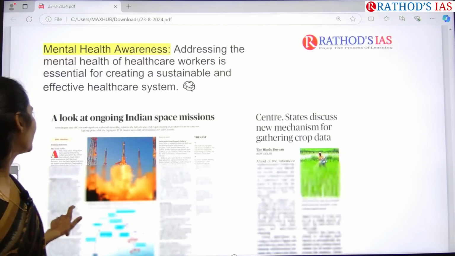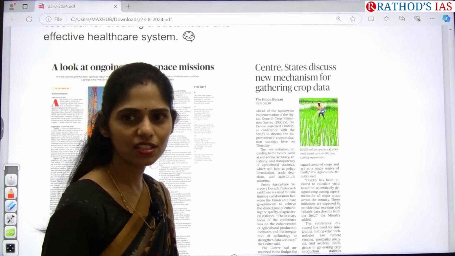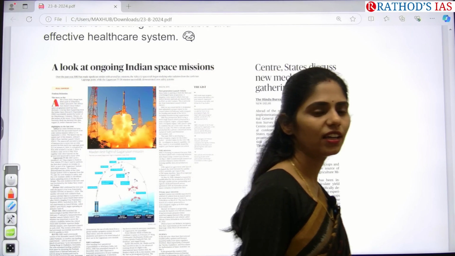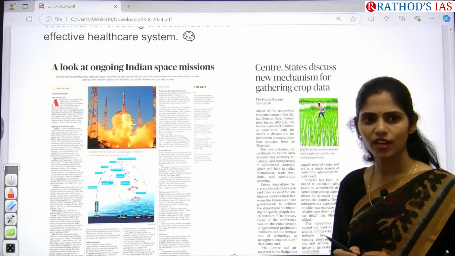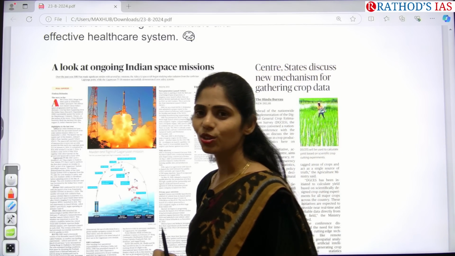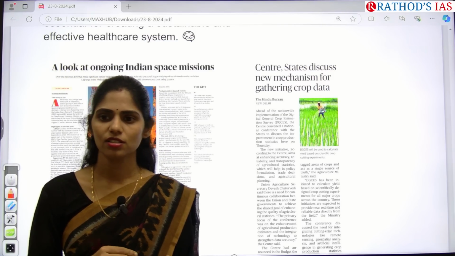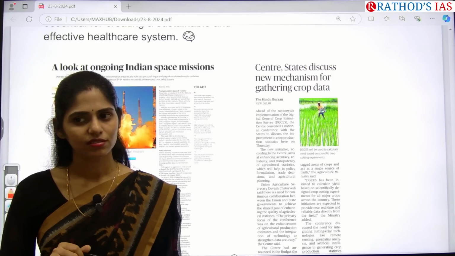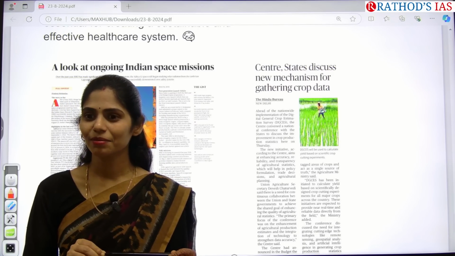And see this article, a look at ongoing Indian space missions. So what are the recent space missions that we discussed? EOS-8, Earth Observation Satellite, launched by SSLV, Small Satellite Launch Vehicle. Apart from that, can you tell me some examples of space missions of India recently launched? Aditya L1. Next, we are going to Vikram S.